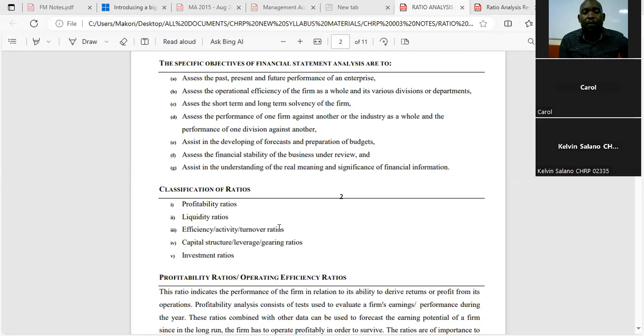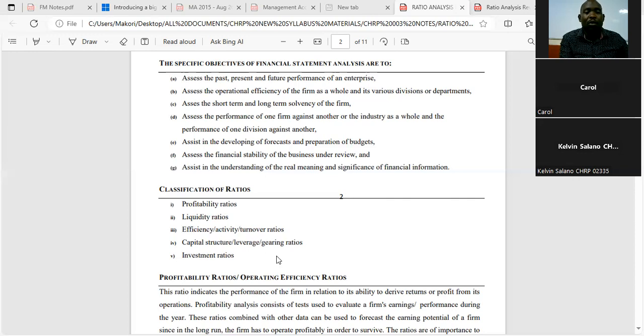ratios number 3, the efficiency or activity ratios, which are used to measure how well the organization is using its assets to generate revenue. So if the revenue is very, very low compared to the value of assets that we have, we can actually be able to know that we are not utilizing our assets efficiently in generating revenue. If the revenue is high compared to the assets that we have, then we can say that we are effectively and efficiently using our assets in generating the revenue.